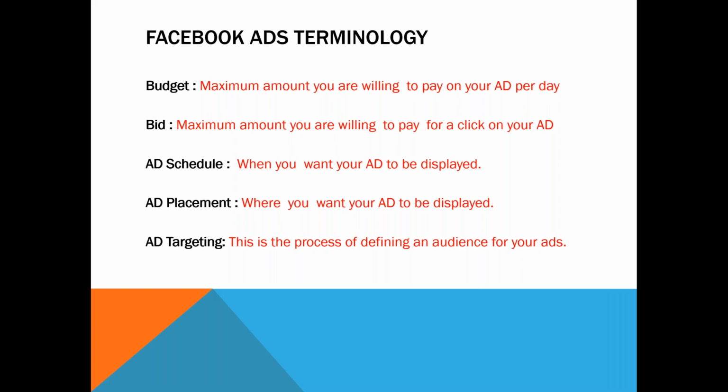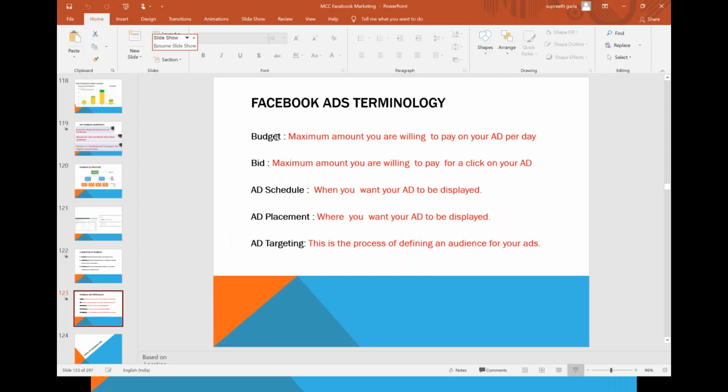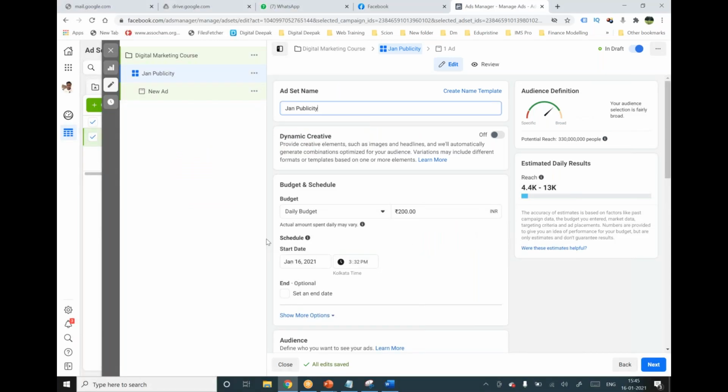So that is the meaning of target, to whom; placement, where you want to; schedule, when you want to; budget, how much money you have. All these factors you need to define before you start advertising. Is this clear? Schedule is when you want to display: morning, afternoon, evening, night. So we'll go one by one and understand.